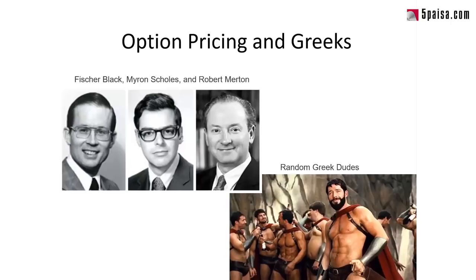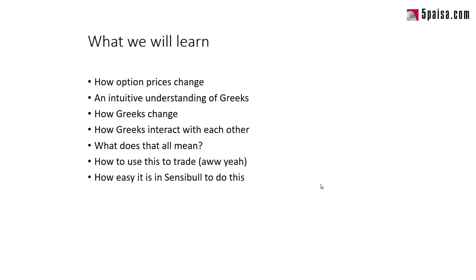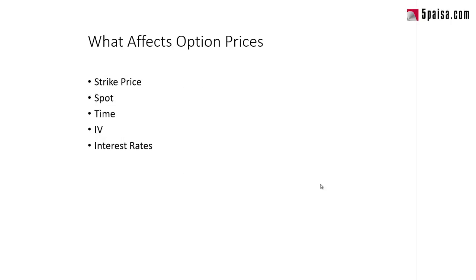So let's get started. These three are the inventors of the Black-Scholes model. We will not learn about Ito's lemma or Black-Scholes or how to plug inputs into Black-Scholes or any mathematical smoke and mirrors. We will learn useful stuff like how option prices change, how to intuitively get a grasp of Greeks, how Greeks themselves change, how Greeks interact with each other, what all of this means, and how to use this to trade.